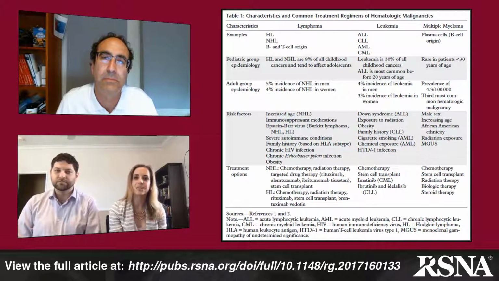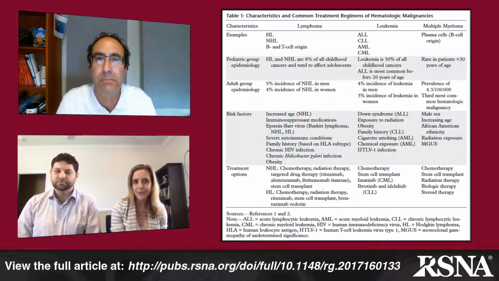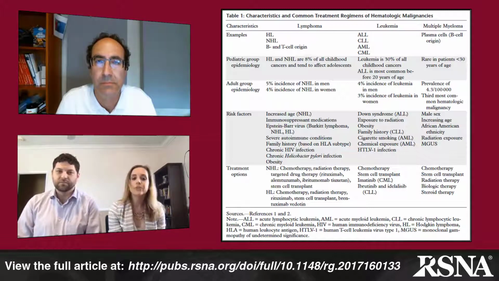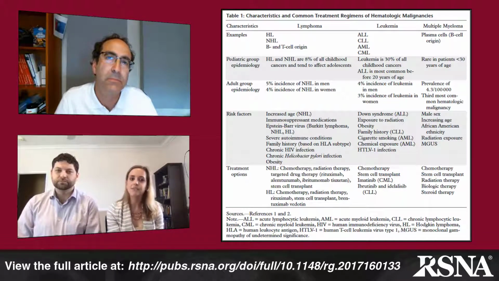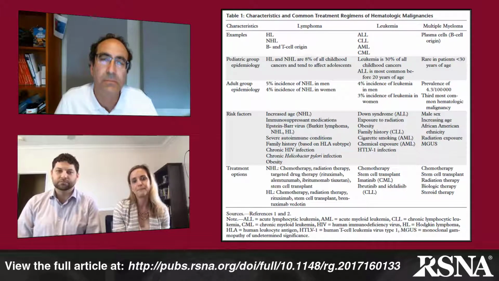Lymphoma can be separated into Hodgkin type and non-Hodgkin lymphoma, of which the latter is much more common. In adults, there is an approximate 4 to 5% incidence rate of non-Hodgkin lymphoma. Risk factors for lymphoma include increased age, immunosuppressant medications, certain oncoviruses, family history, obesity, and infections such as H. pylori or HIV. Treatment options include chemotherapy, targeted biologic therapy, stem cell transplant, and radiation therapy.